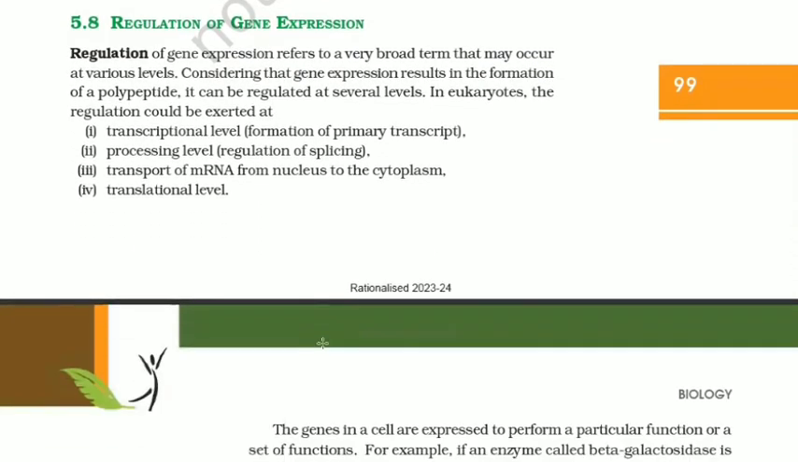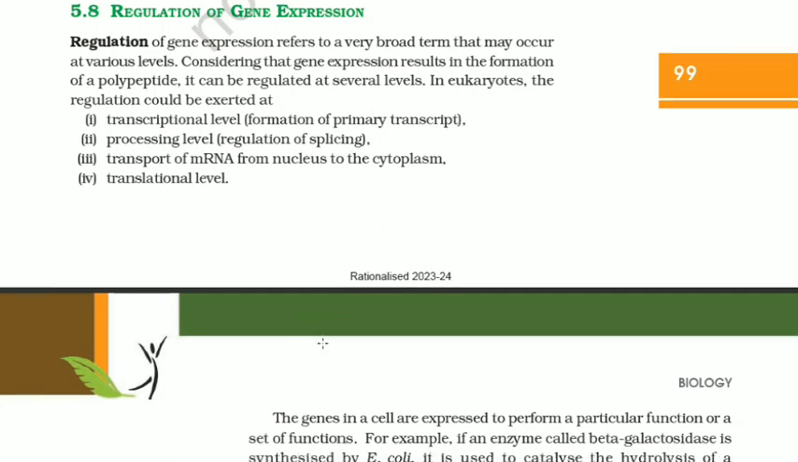5.8 Regulation of gene expression. Regulation of gene expression refers to a very broad term that may occur at various levels. Considering that gene expression results in the formation of a polypeptide, it can be regulated at several levels. In eukaryotes, the regulation could be exerted by number 1, transcriptional level, number 2, processing level, number 3, transport of mRNA from nucleus to cytoplasm, number 4, translational level.